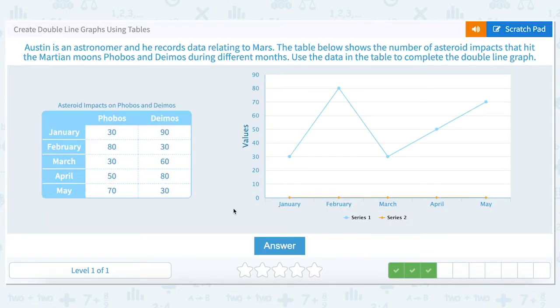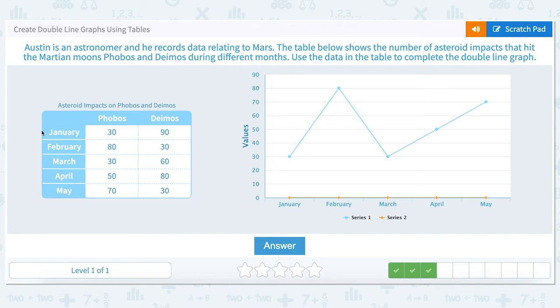Let's continue. Austin is an astronomer, and he records data relating to Mars. The table below shows the number of asteroid impacts that hit the Martian moons Phobos and Deimos during different months. Use the data in the table to complete the double line graph. Like all of the other questions, we have one set of data already plotted for Phobos, and we need to plot our second series for Deimos.